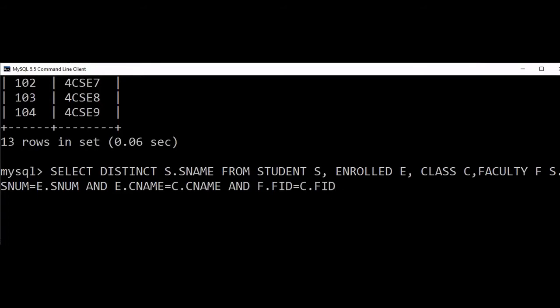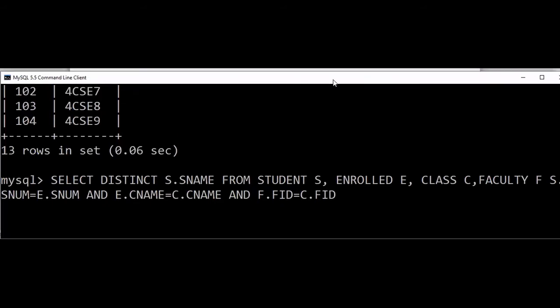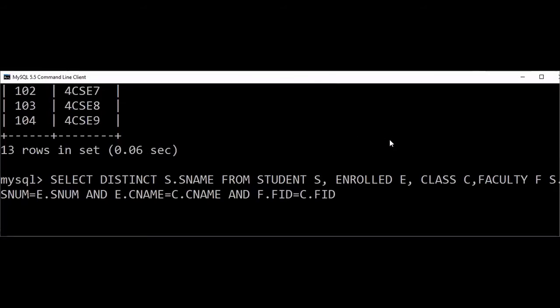So this is the thing. The first snum and e.snum combine, applying the equivalent with student and enrolled. Then e.cname, c.cname is the equivalent. Then c.fid and faculty.fid. Then another condition: the students must be of a certain level, so again you put an and condition: and s.level must be junior.